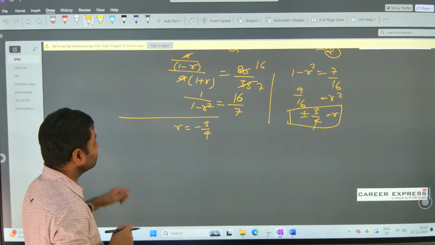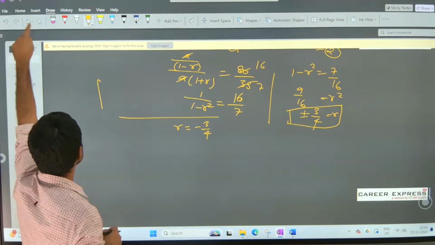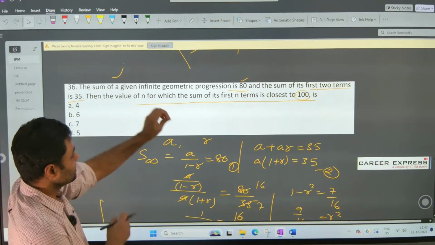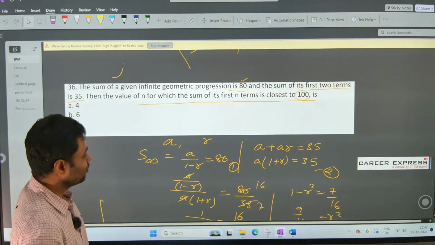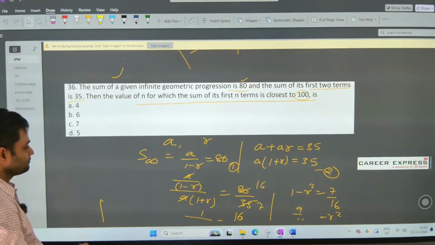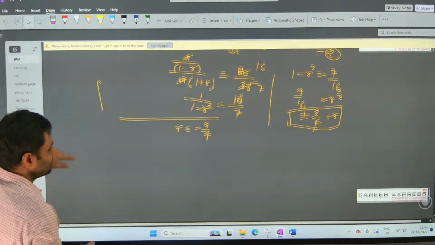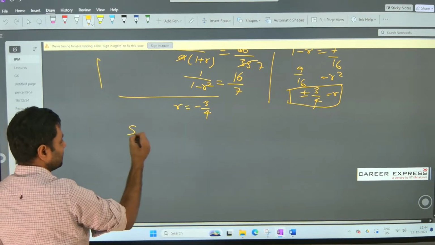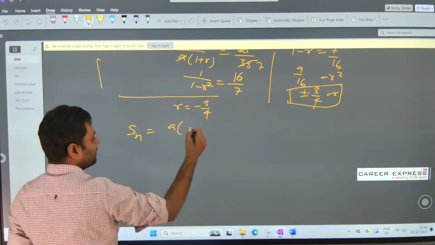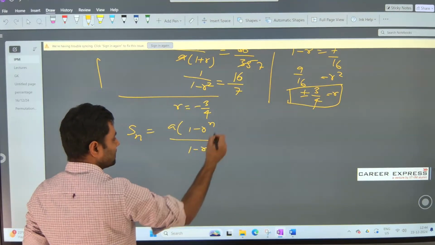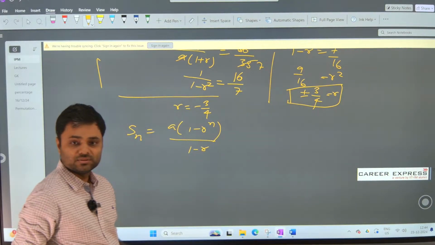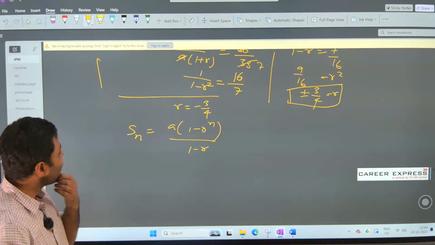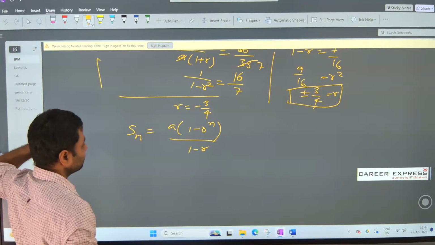If that is the case, the question is then the value of n for which the sum of its first n terms is closest to 100. Now, the sum of n terms of a GP where R is minus 3 by 4: Sn is equal to A into (1 minus R power n) upon 1 minus R. This is the sum of n terms. Now, A upon 1 minus R.